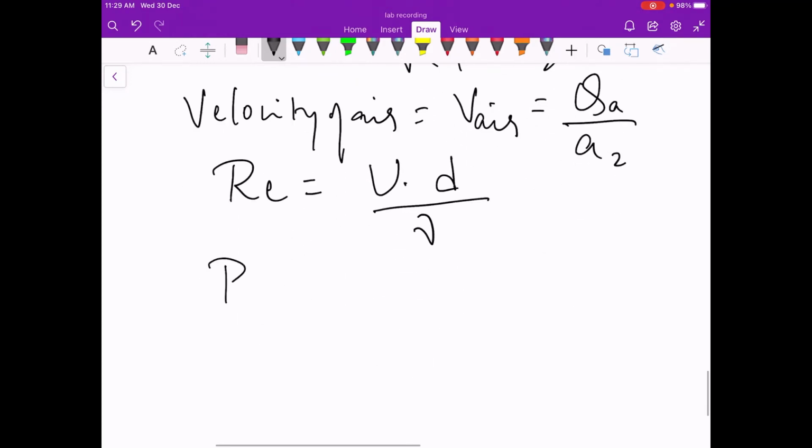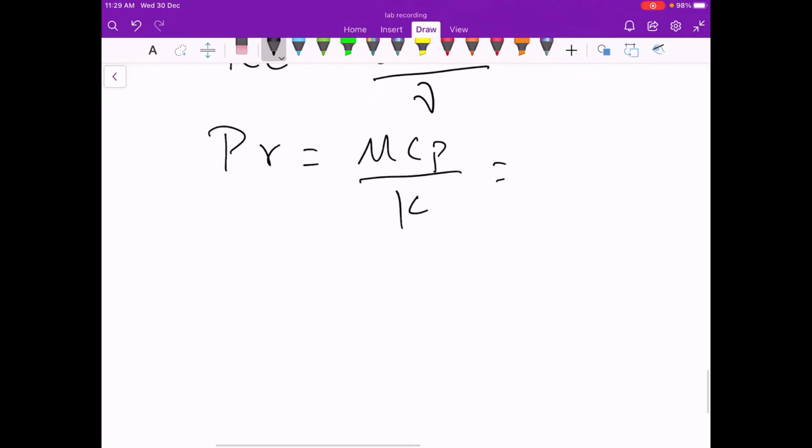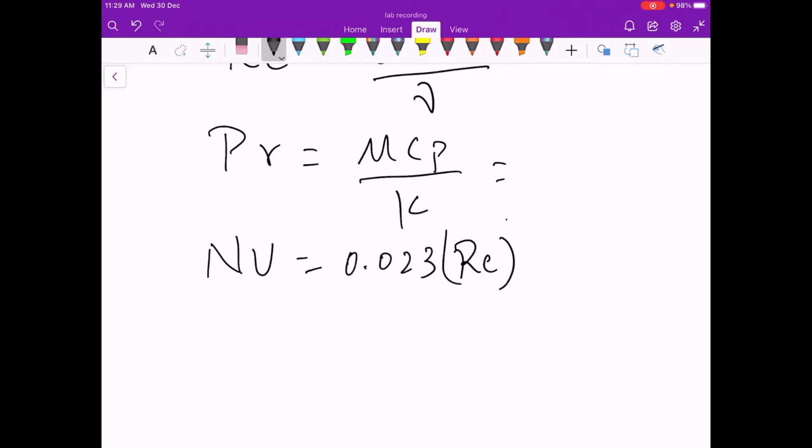Then you have to calculate the Prandtl number, which is equal to mu into Cp divided by K, which is already available in your data handbook. Based on the judgment, that is, based on the Reynolds number value, if it is exceeding 2300, then it is considered, sorry, turbulent flow. Then you have to use the correlation Nu equal to 0.023 Re to the power of 0.8, as I told you in the theory part, to the power of n accordingly.